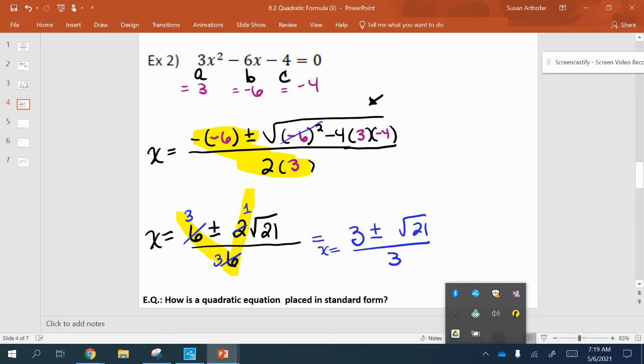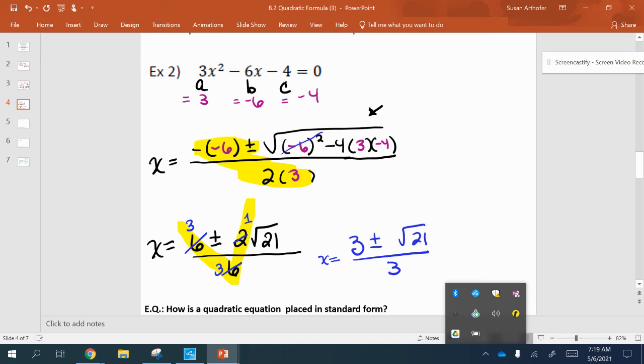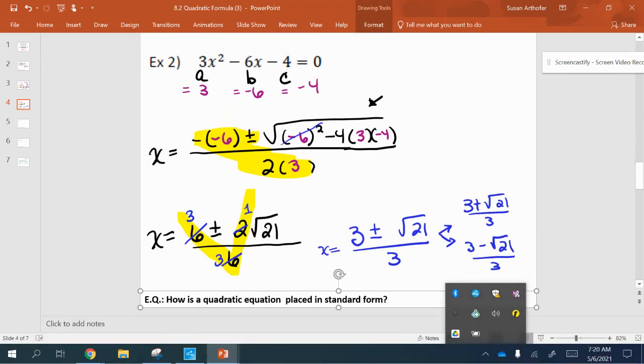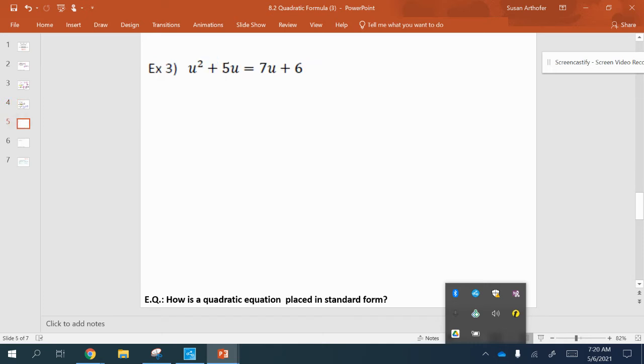And I'm going to show you that later on how to do 3 plus rad 21 over 3 and 3 minus rad 21 over 3. Okay, so what that's going to be is just decimal numbers, and I will show you how to do that. Okay, just not today. All right, let's move on and do another one.